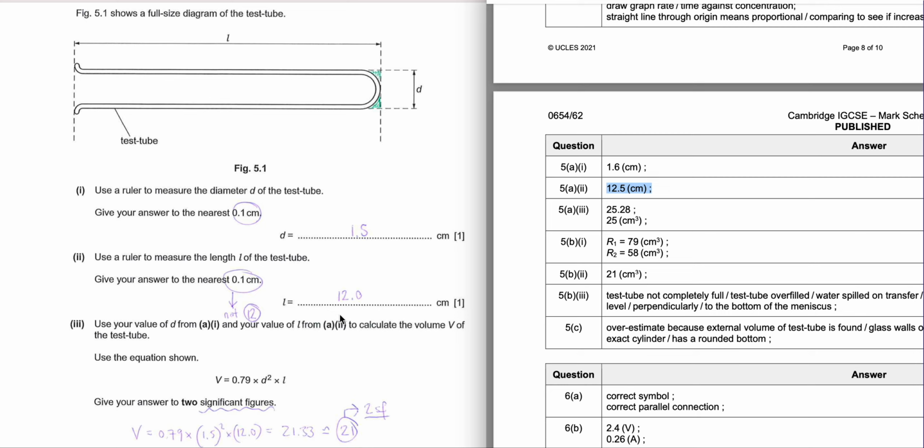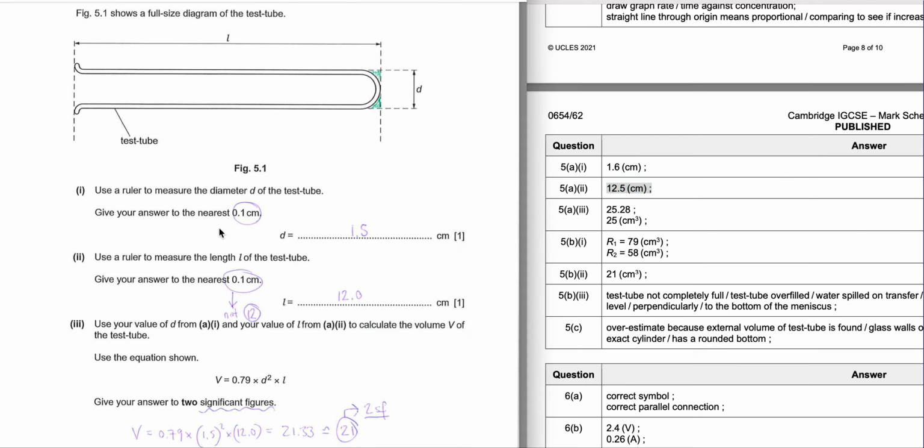The main thing you need to make sure you're doing is following the instruction, which is to give it to the nearest 0.1 centimeters. So again, in this example, I measured mine as 12. Well, I've written it there as 12.0, and this allows me to show that I'm measuring it to a higher degree of precision. So please remember that each time.